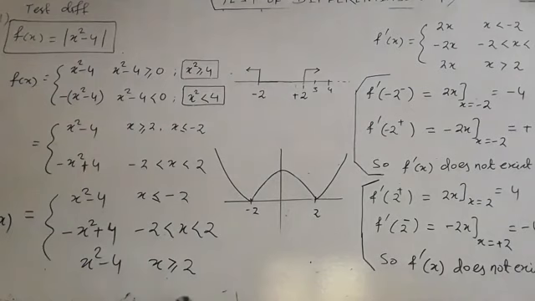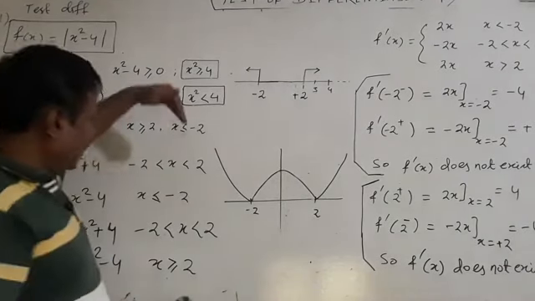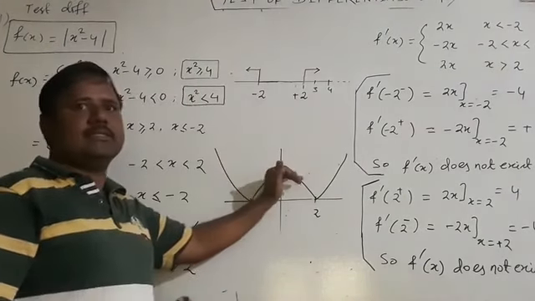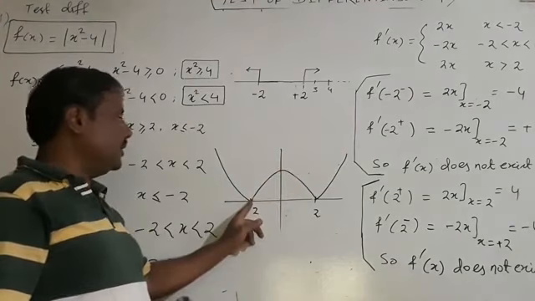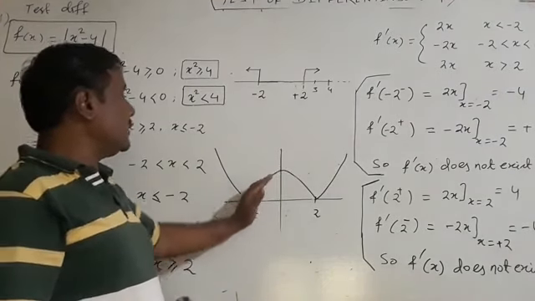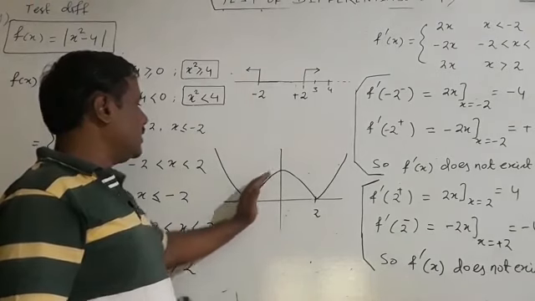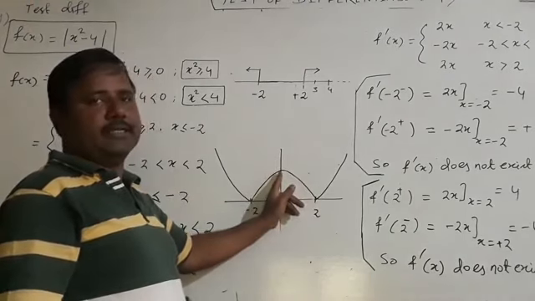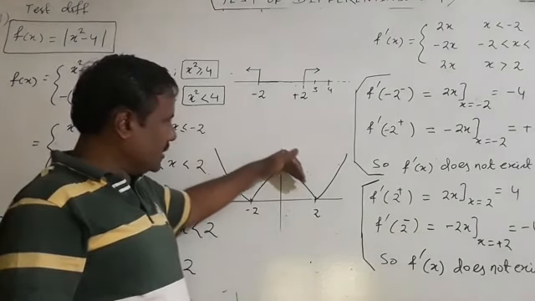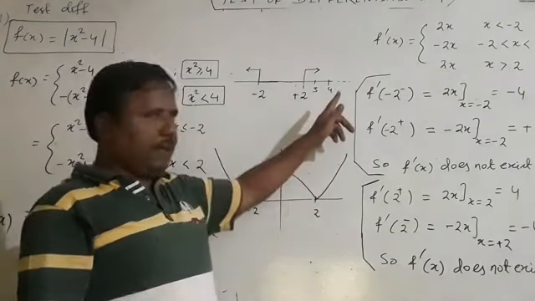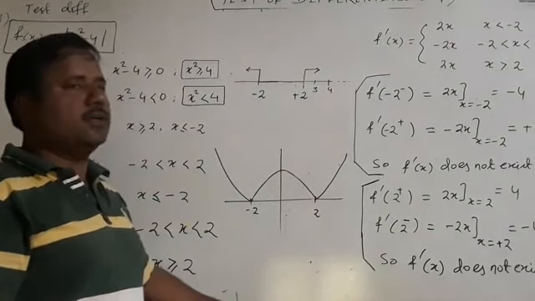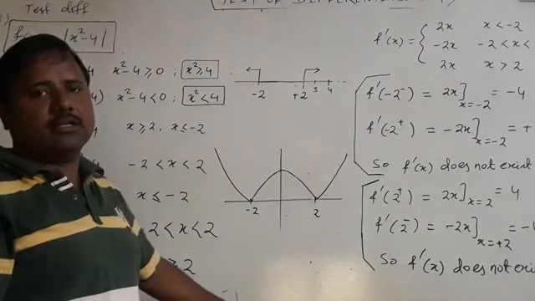Now you should observe the points where the function is not differentiable. Look at here. The curve is coming like this and suddenly changes its path, so at this point it is not differentiable. The curve goes down at 2, but suddenly picks up. It goes down, then suddenly picks up. At this point, the function is not differentiable.